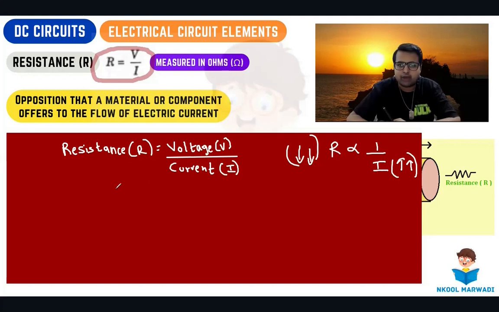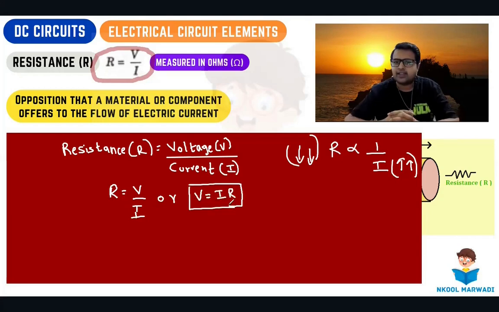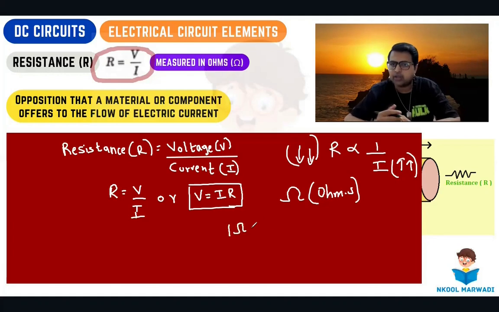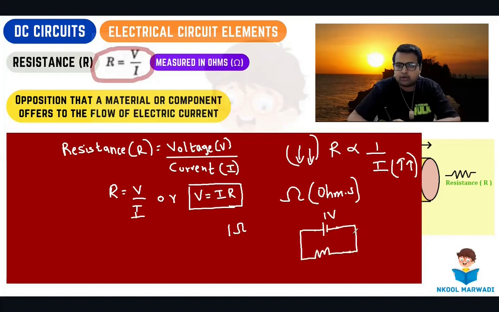You have to remember this formula: R is equal to V by I, or I can say V is equal to IR, the very famous Ohm's law. The unit of resistance is ohms. So what is 1 ohm? 1 ohm is the resistance offered for a unit current generated by a unit potential difference. Let us suppose I have a battery of 1 volt, because of which I am getting a current of 1 ampere. The resistance offered in this case will be 1 ohm.